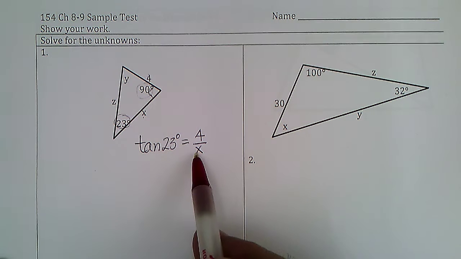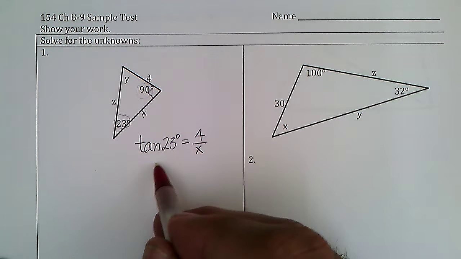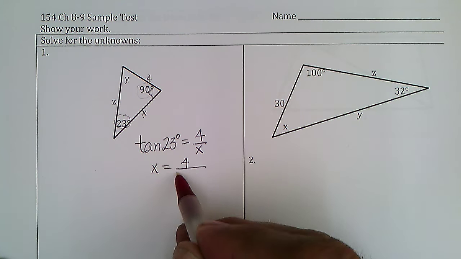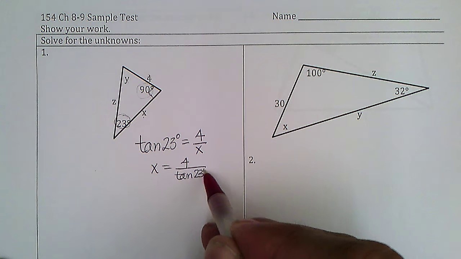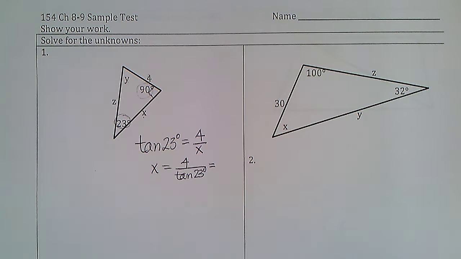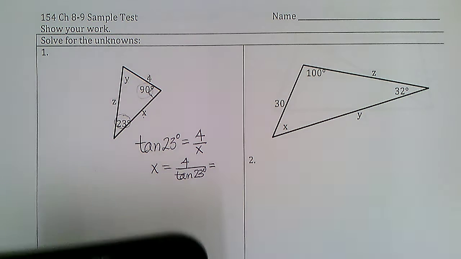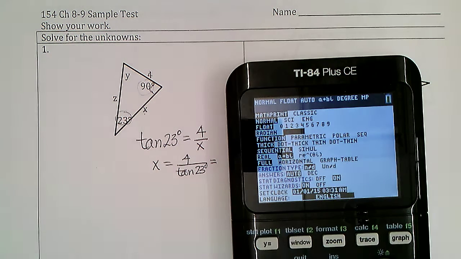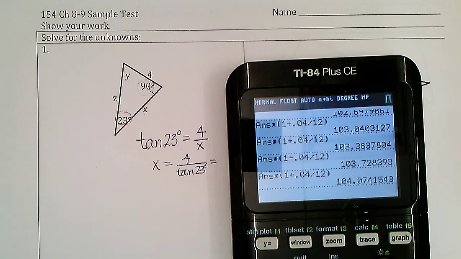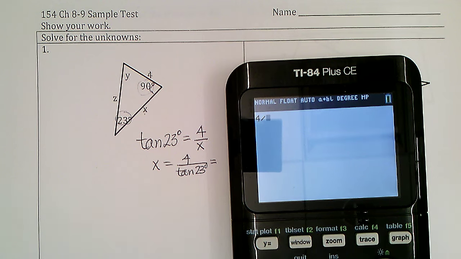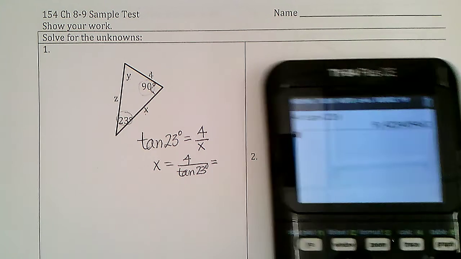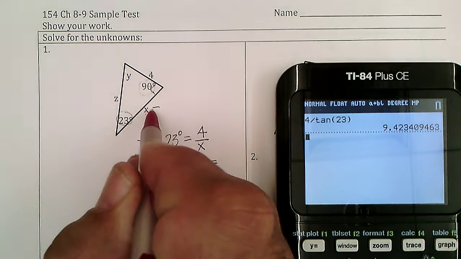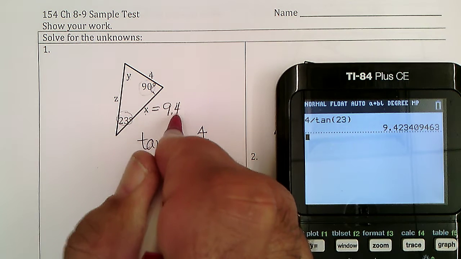And to solve this, I'll multiply by x and divide by the tangent of 23, and I'll get x equals 4 divided by the tangent of 23 degrees, which is, pulling out the calculator here, making sure the mode is in degrees, and so I got, clear, 4 divided by the tangent of 23, and I get x is 9.423.